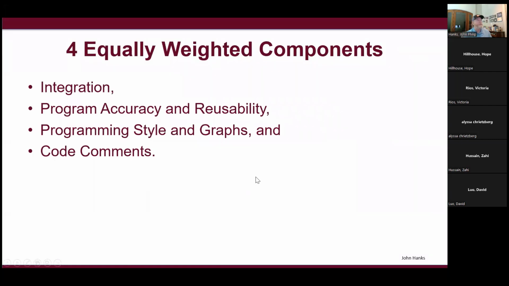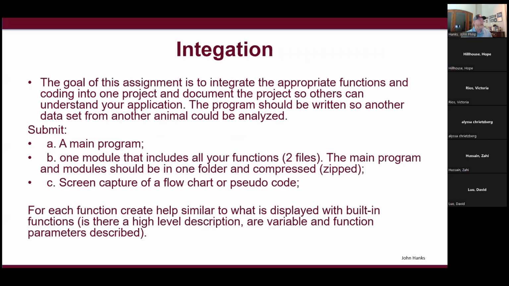Okay, so there are 4 equally weighted components of this project. The first section I call integration. There's a section on program accuracy and reusability, one on programming style and graphs, and finally, comments. Notice that the accuracy and the results are really just 1/4 of the project. It's all about how you integrate this, how you document it, and your programming style. So you can do really well and not necessarily get the exact right answer, okay?